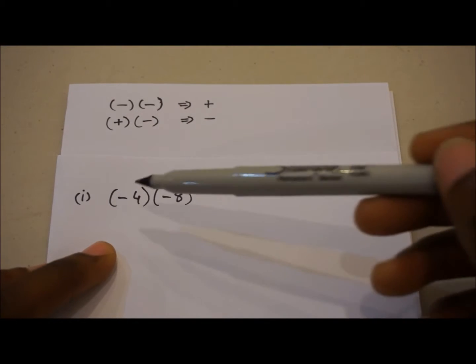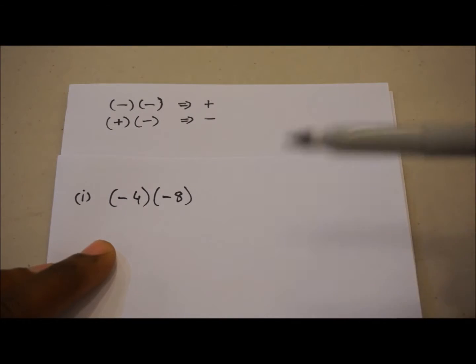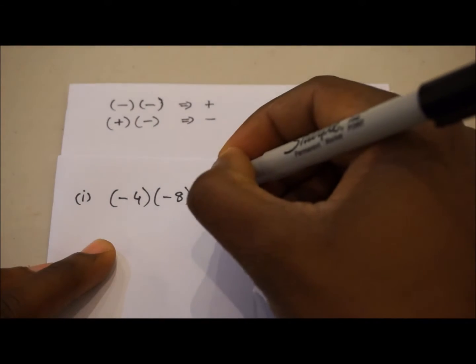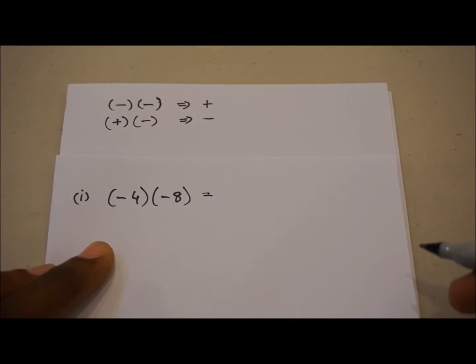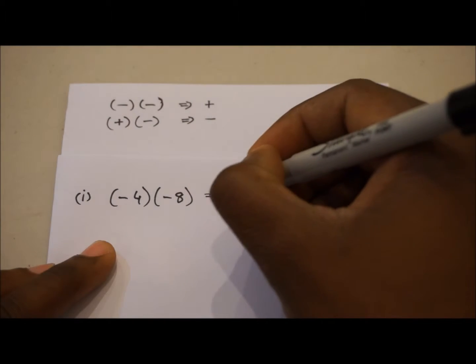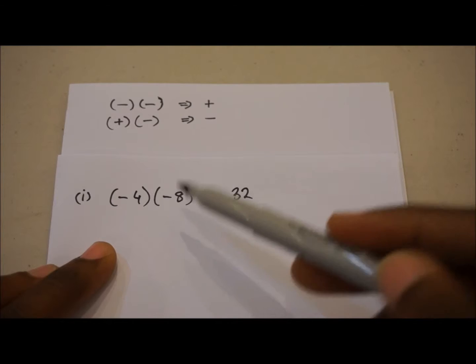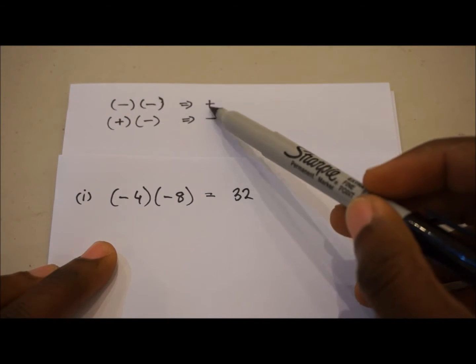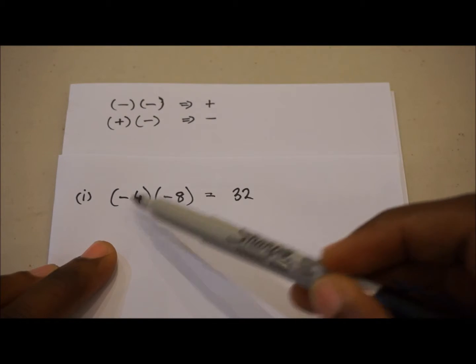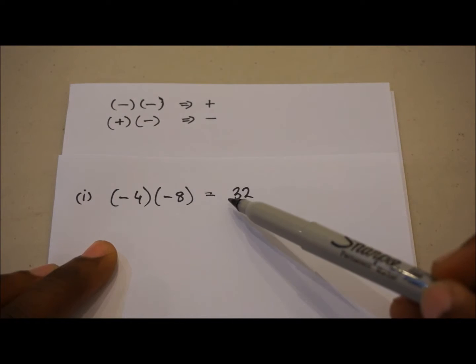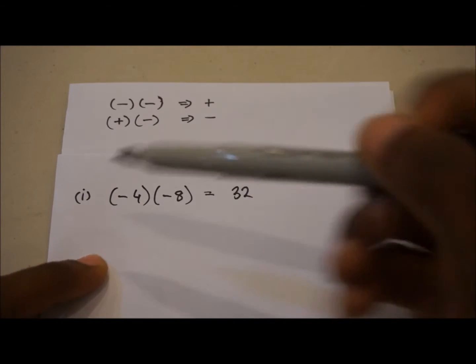Therefore, in this case, I'm going to multiply those two numbers. So I multiply them as normal. 4 times 8 is 32. Then what sign does my answer get? A negative and a negative gives me a positive. Therefore, -4 times -8 gives me a positive 32.